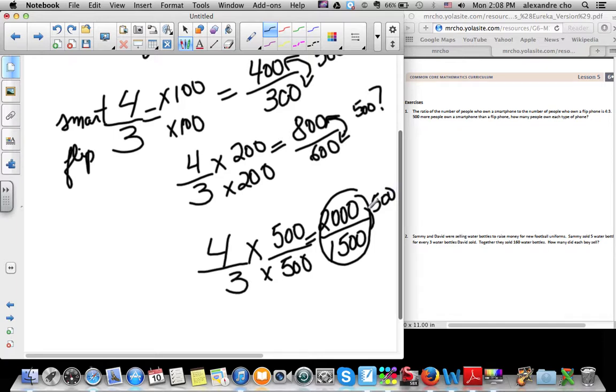So this is the ratio. When 2,000 people own a smartphone, I have 1,500 people owning a flip phone, and guess what? The difference between the two of them is 500.